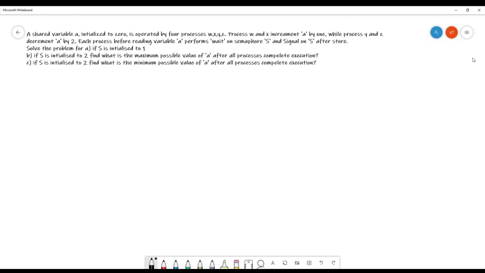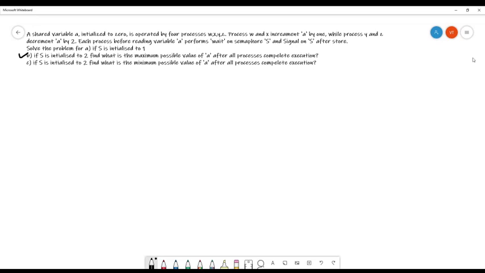Okay, so this is the problem which was asked in one of the GATE exams, but not for all the three cases. Only for this one they have asked. We will try to find out the answer for all the three cases here.